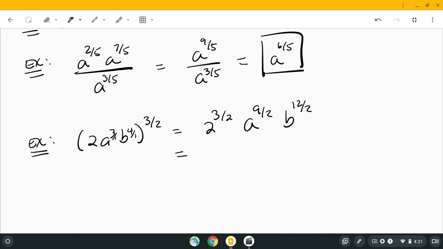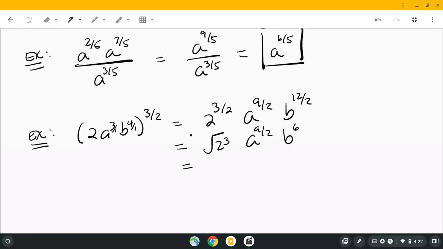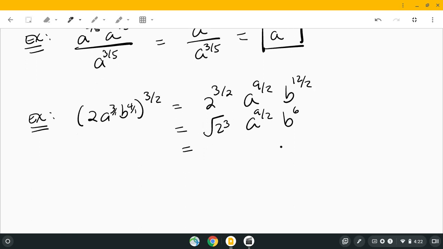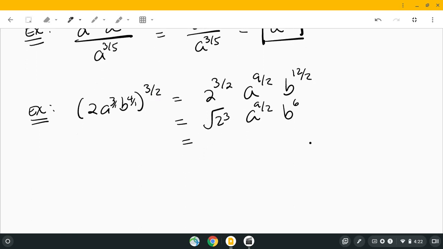Okay, so here, this one turns out to be square root of 2 cubed, and we'll deal with that later. And this is a to the 9/2. And this is b to the 12 divided by 2 is 6. All right, so here, I'm not sure how WebAssign will accept your answers.